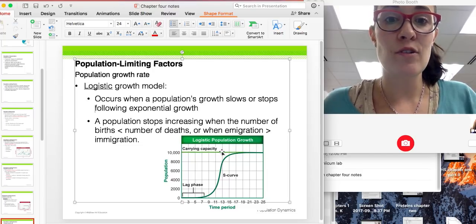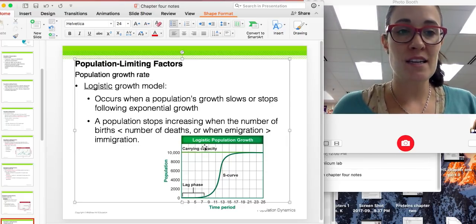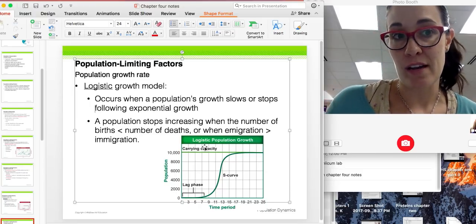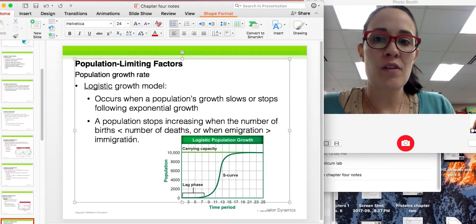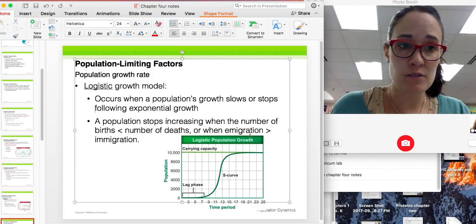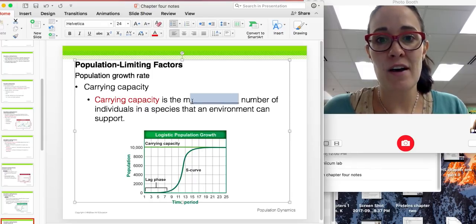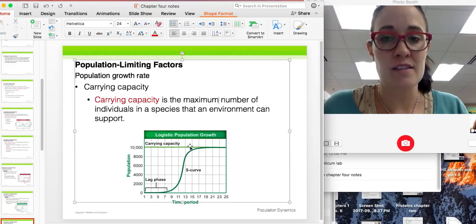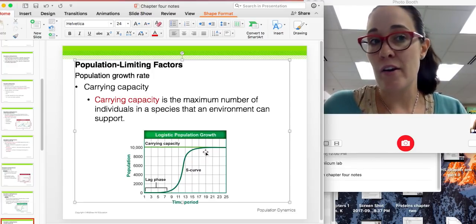This level that growth stops at, or hovers around, is called the carrying capacity. Carrying capacity is the maximum number of individuals that a particular environment can support. So what stops growth from happening? Well, the number of births needs to be less than the number of deaths, or emigration, individuals leaving, needs to be higher than immigration. Again, carrying capacity is the maximum number of individuals of a species that an environment can support. So depending on the species and the environment, carrying capacity can differ.